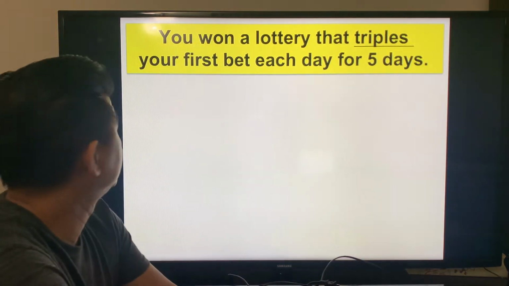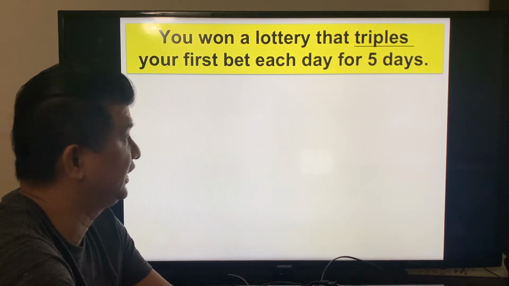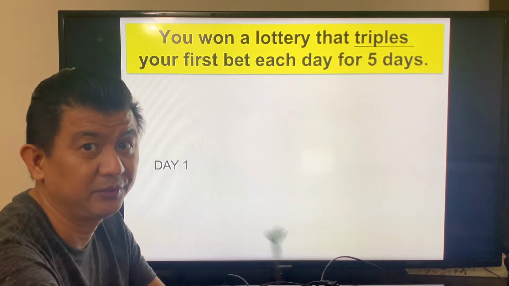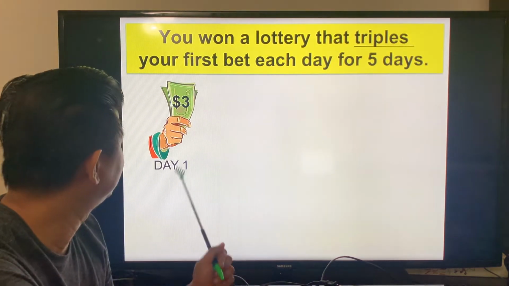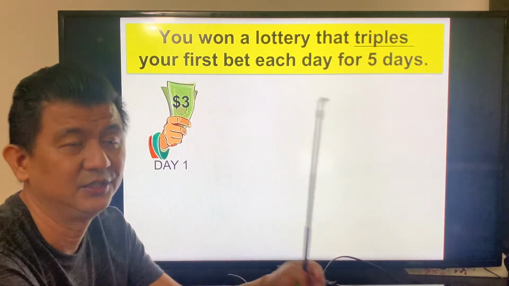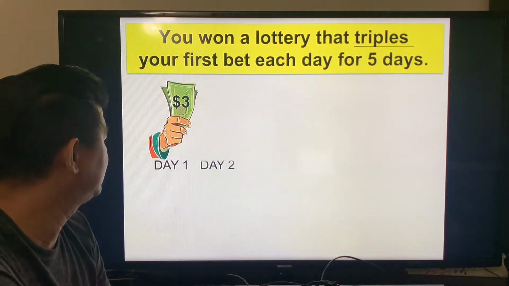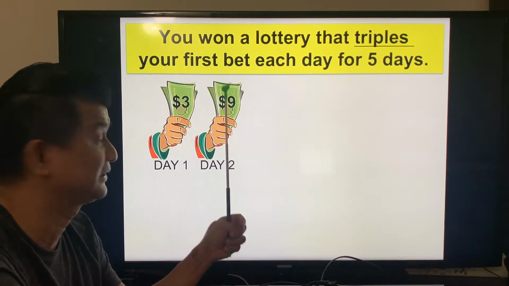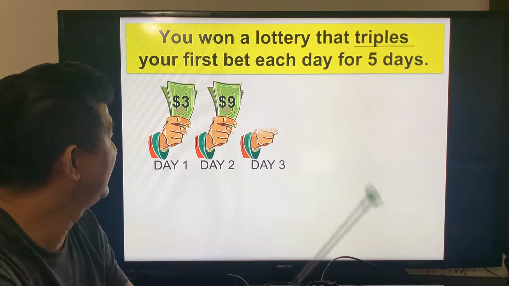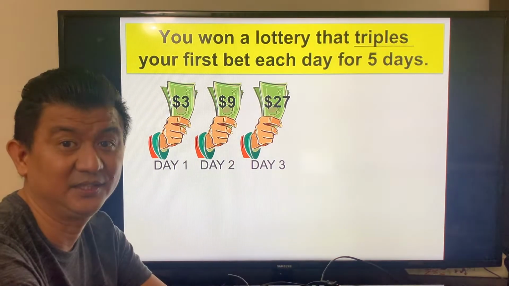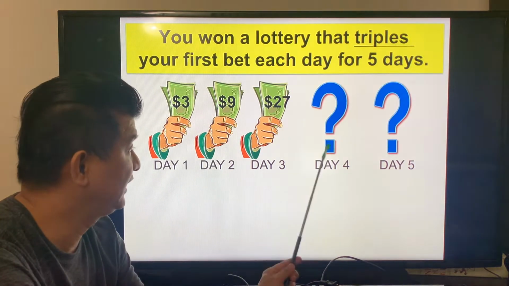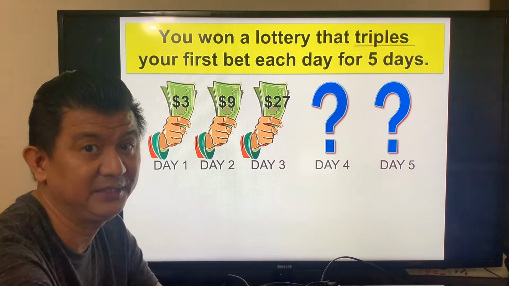You won a lottery that triples your first bet each day for 5 days. Triples means times 3. So remember, in day 1, you have how much? You have $3. So it triples every day. So from your previous $3, multiply it by 3, that becomes a 9. Okay? Multiply the next day by 3, that's how much? $27. Add up this money now, how much do you have? Okay? How much will day 4 and day 5 winning be?